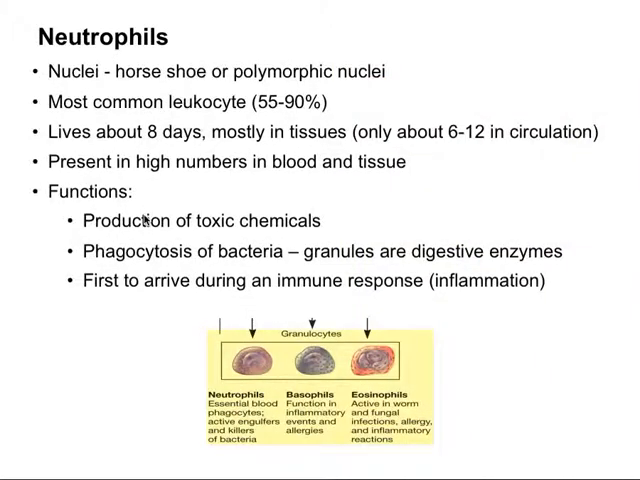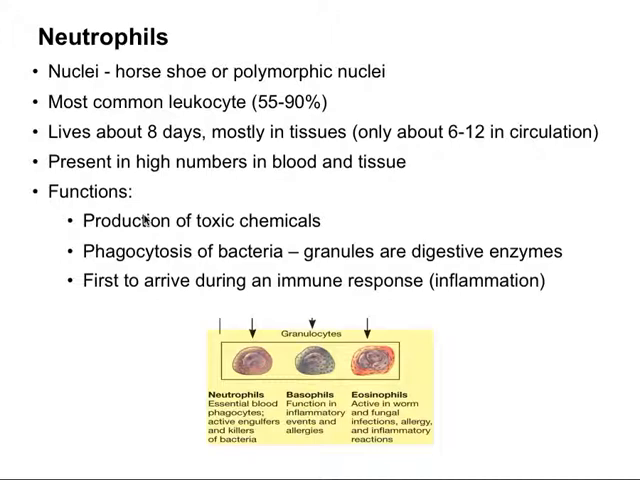Beginning with the granulocytes, we'll first consider the neutrophils. Neutrophils have nuclei which are in sort of a horseshoe or lobed shape. Often they're polymorphic nuclei, meaning they have many different shapes. They're the most common leukocyte and comprise 55 to 90% of our circulating white blood cells. They live about 8 days, but mostly in the tissues. They spend only about 6 or 12 hours in circulation in order to make it to those tissues.